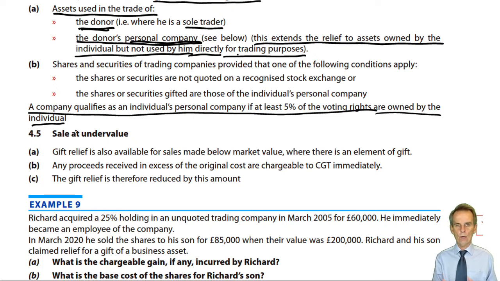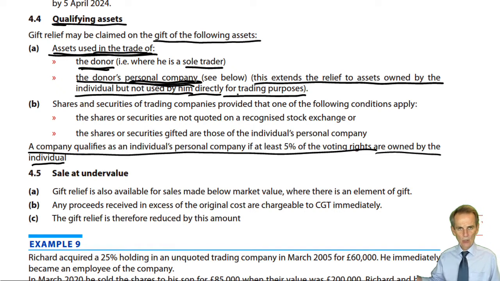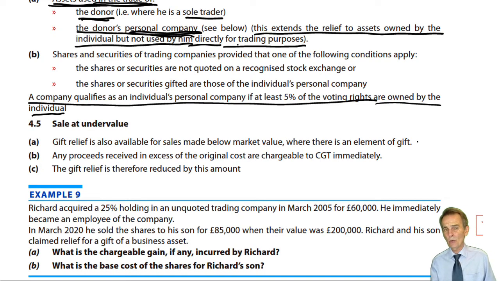If it is a personal trading company, again, these assets must be used in the trade. Again, looking here, assets used in the trade of the donor's personal company. You personally own the property that is then used by a company, a trading company, in which you own at least a 5% shareholding. It's your personal trading company. Of course, it may be a much more simple relationship between you and the company.